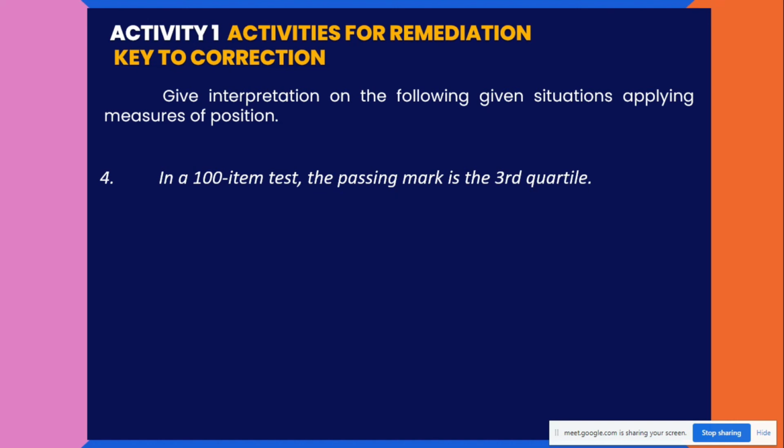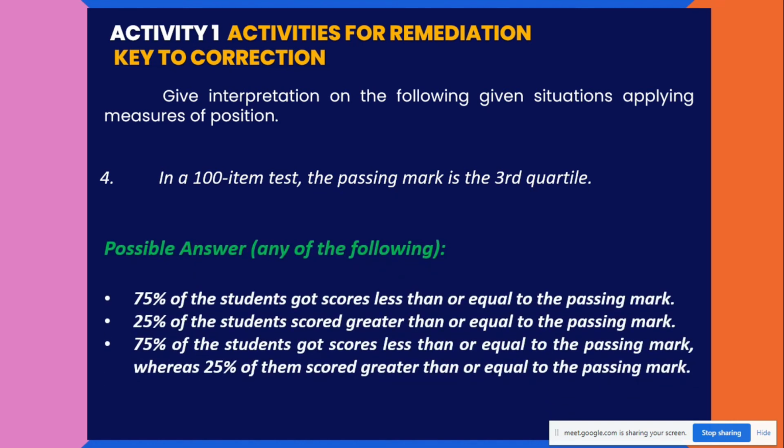Sa grading system, ang passing mark is 75. So, meaning nasa third quartile. Kung di ka kabot sa third quartile, you will be marked failed. So, dapat sobra lagi sa 75 and above. Okay, so in a 100 item test, the passing mark is the third quartile. So in other words, 75% of the students got scores less than or equal to the passing mark, while 25% naman greater than or equal to the passing mark.